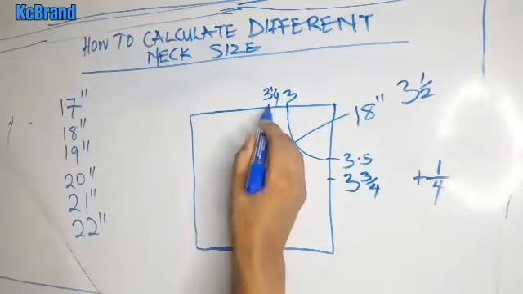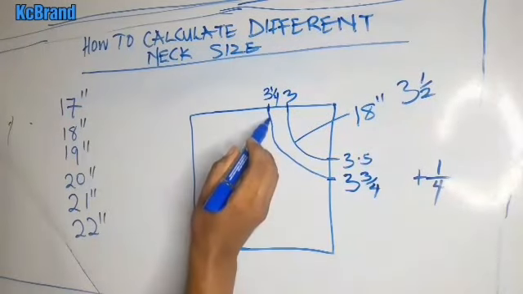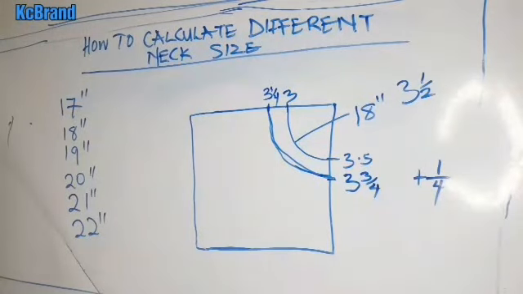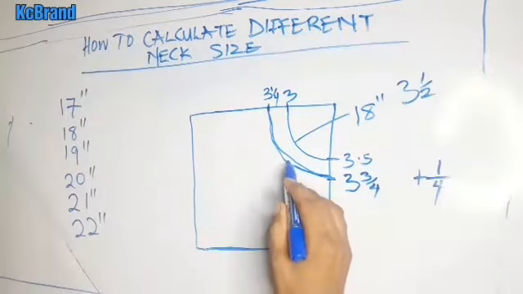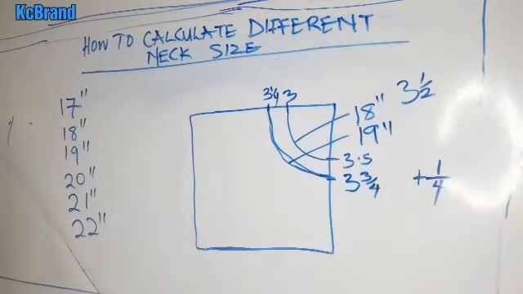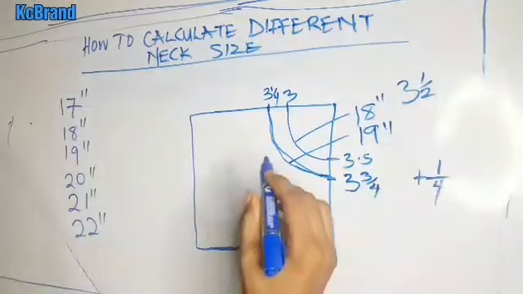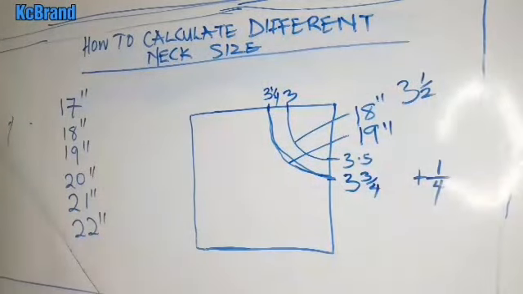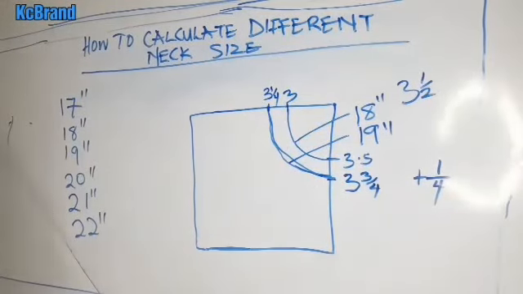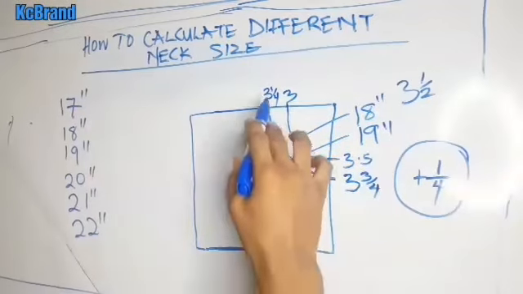Then you bend it. So you curve it well. This is for neck of 19 inches. So for the next neck, which is neck of 20 inches, how do we go about it? Since we said this is 18, 19, for the neck of 20 inches, we add our 1/4 again.